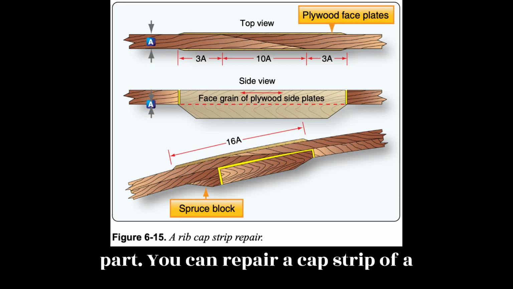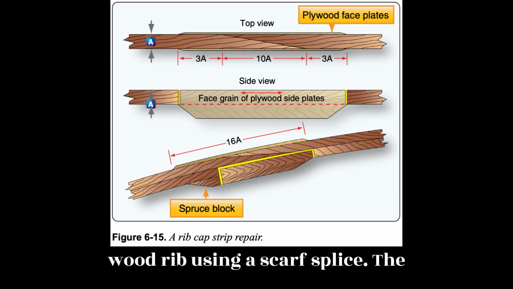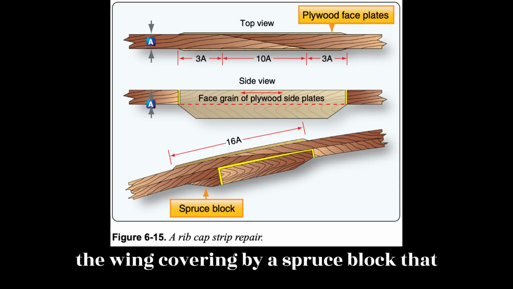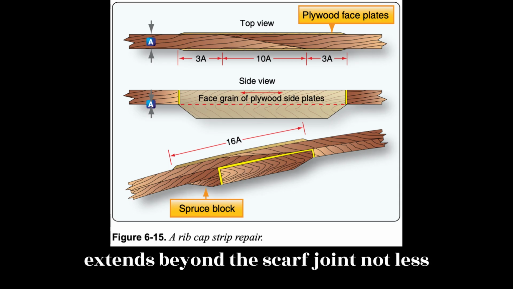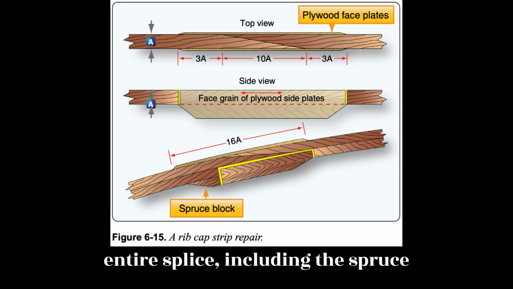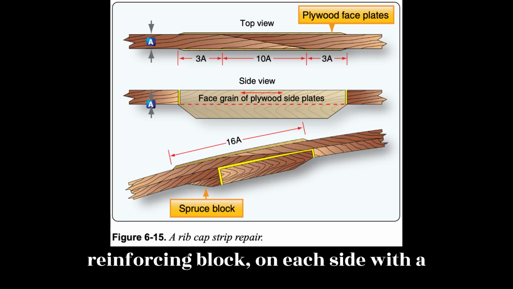You can repair a cap strip of a wood rib using a scarf splice. The repair is reinforced on the side opposite the wing covering by a spruce block that extends beyond the scarf joint not less than 3 times the thickness of the strips being repaired. Reinforce the entire splice, including the spruce reinforcing block, on each side with a plywood side plate.